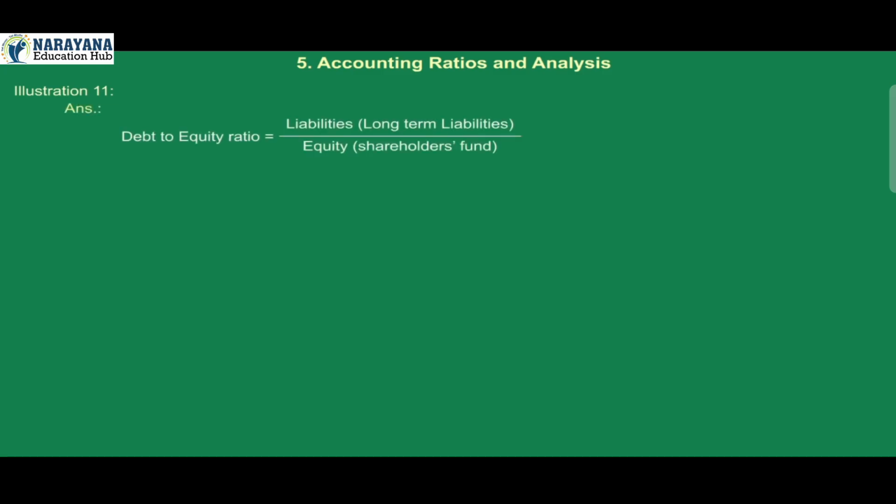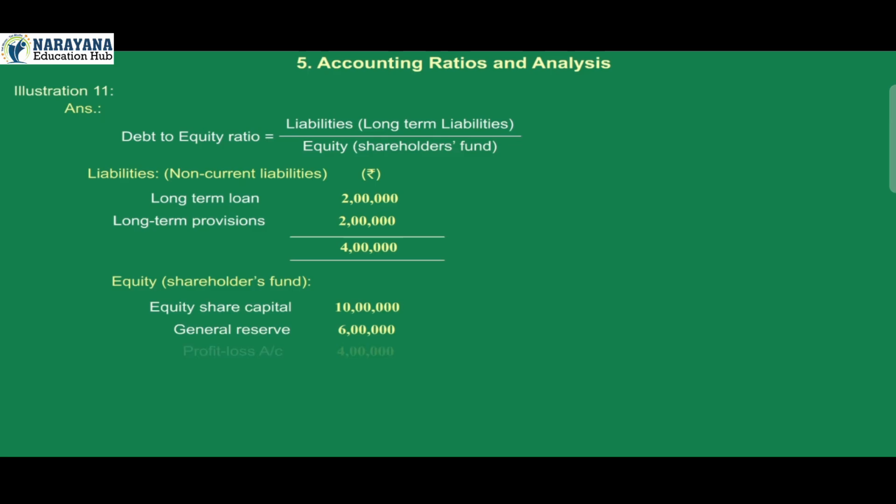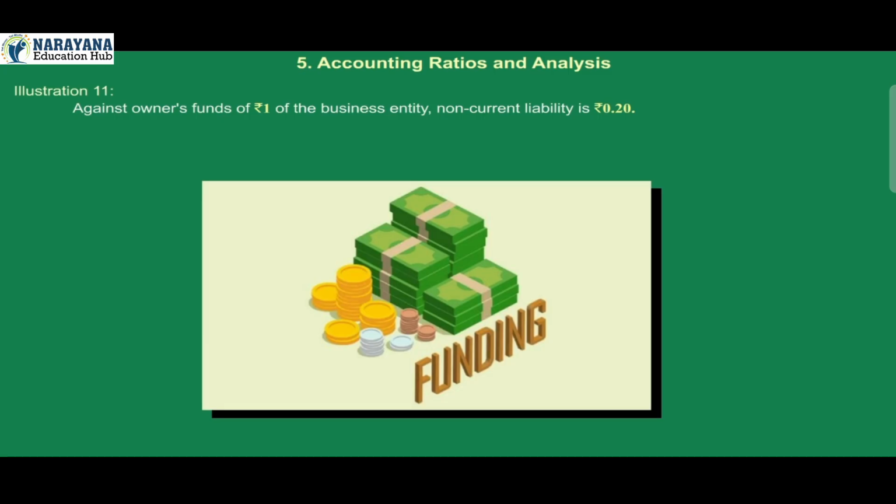Answer. Debt to equity ratio is equal to liabilities, that is long-term liabilities, divided by equity, that is shareholders' funds. Liabilities, non-current liabilities: long-term loan 2 lakh, long-term provisions 2 lakh, total 4 lakh. Equity, shareholders' fund: equity share capital 10 lakh, general reserve 6 lakh, profit and loss account 4 lakh, total 20 lakh. 4 lakh divided by 20 lakh is equal to 0.20:1. Against owner's funds of rupees 1 of the business entity, non-current liability is rupees 0.20.